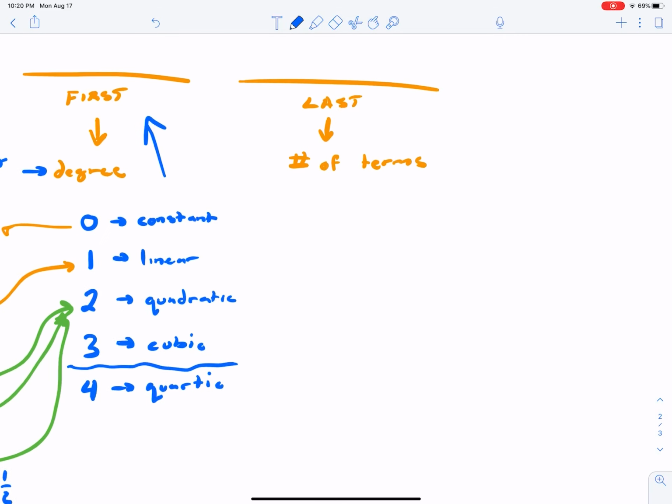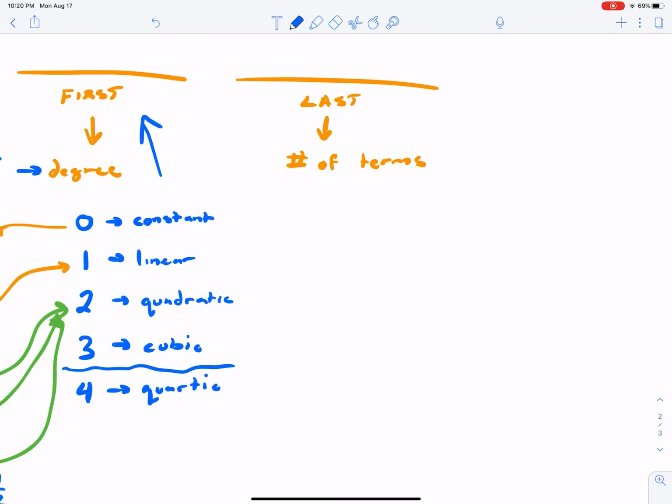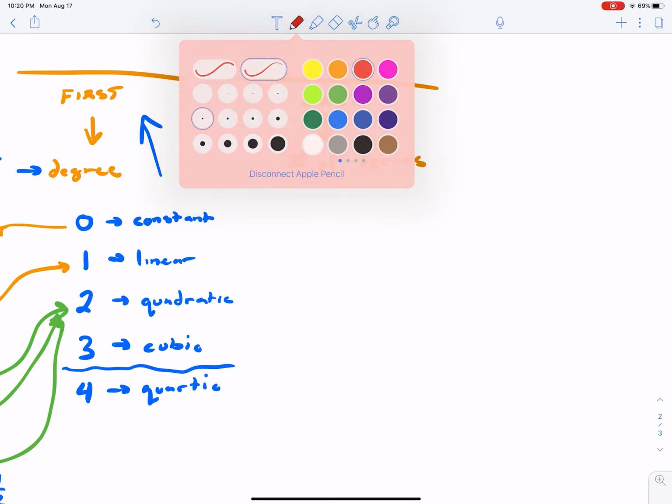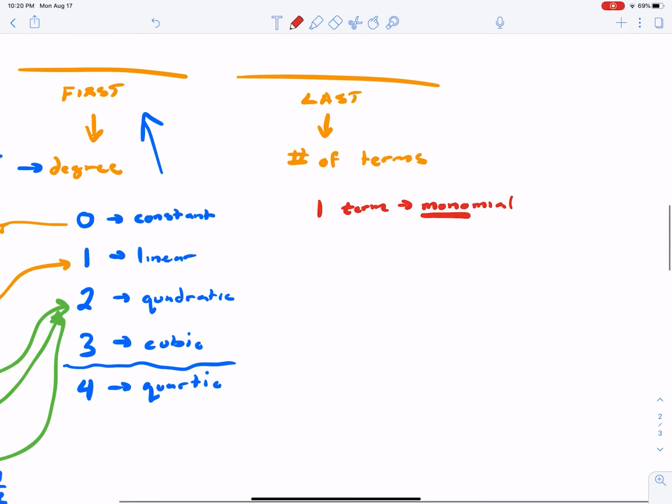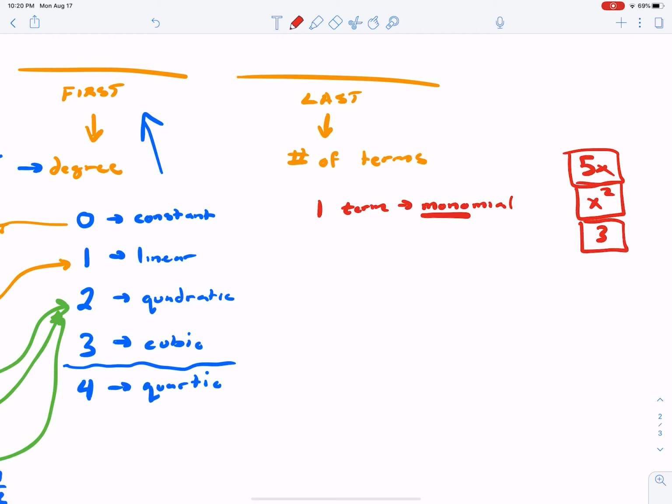Now the last name is in reference to the number of terms. The number of terms, okay, is separated by a plus or a minus sign. I'm going to give you guys an example. So if you have only one term, you call it a monomial. Mono meaning 1. So if you just have 5x or x squared or 3, when you're looking at the last name, you don't look at the degree, you just look at the number of terms here. So separately, all of these only have one term, so you call it a monomial.